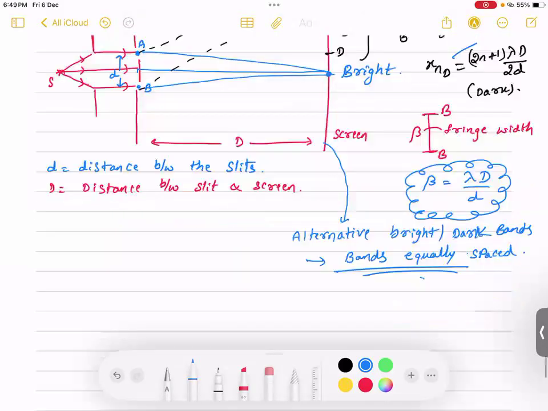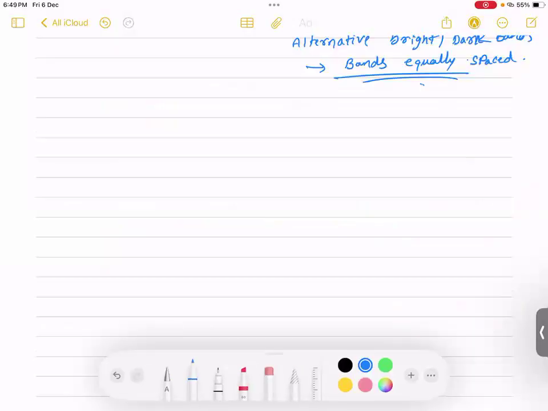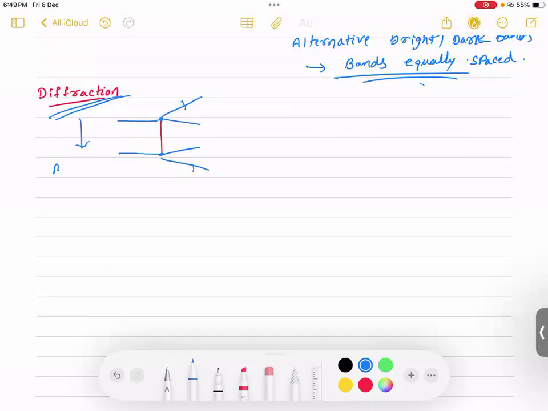The next concept, students, is diffraction. If I consider the slit, whenever the ray of light travels like this, there will be a bending at the edges. This bending is what we call diffraction. So what basically is diffraction? Bending of light around the corners of an obstacle is called diffraction.